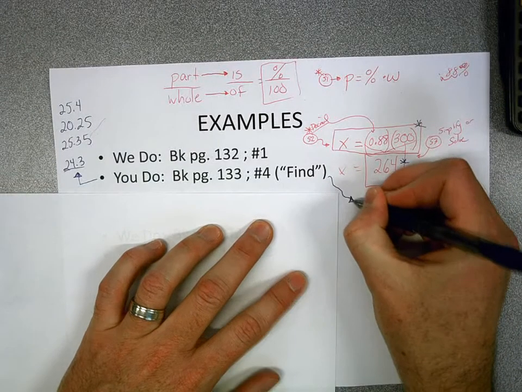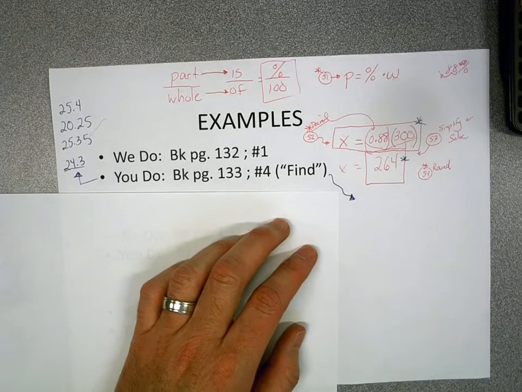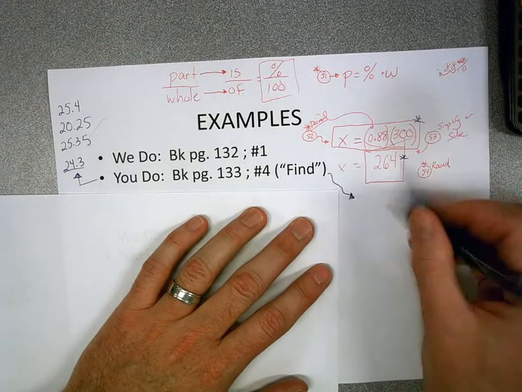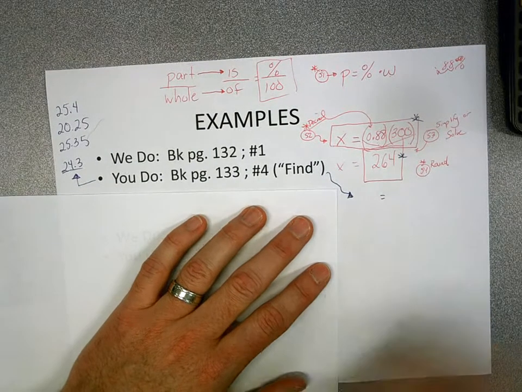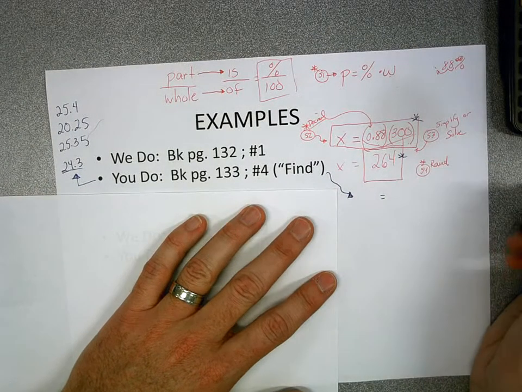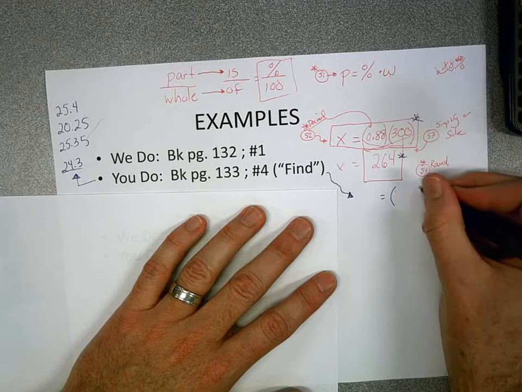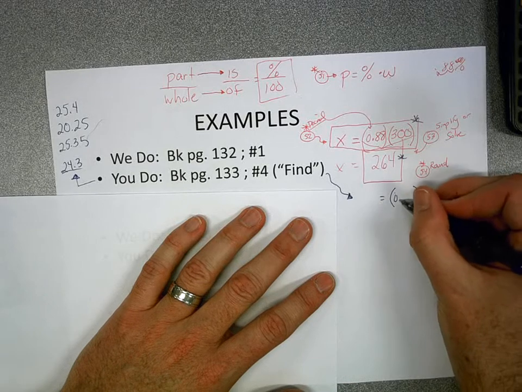All right, so what we have is find 39% of 65. So I'm going to go ahead, set my equation up. All right, I see my percent. My percent is 39%, right? So we're going to go ahead and put it as a decimal, right? 0.39.